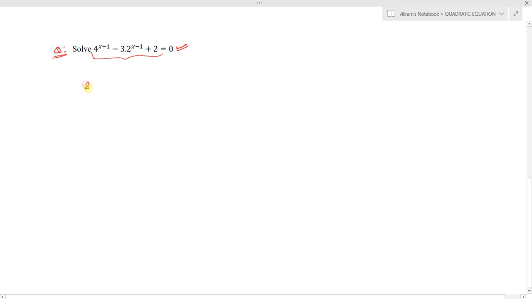So I am considering 2 power x minus 1 equals some parameter, assume it is t. And what can this 4 power x minus 1 be written as? We can write 4 power x minus 1 in terms of 2 power x minus 1. We can write 4 as 2 square. So 2 square power x minus 1, and we can write (a power m) whole power n equals a power mn, which can also be written as (a power n) whole power m.